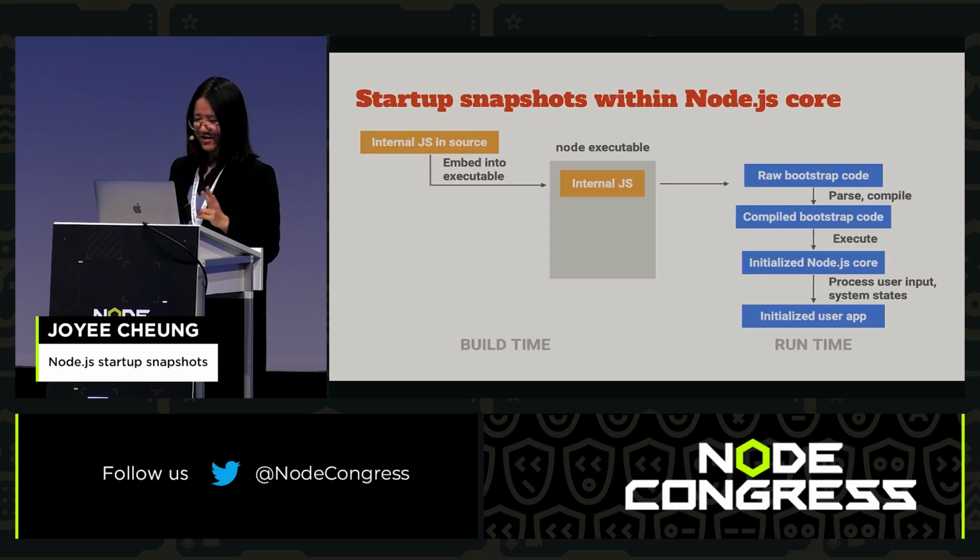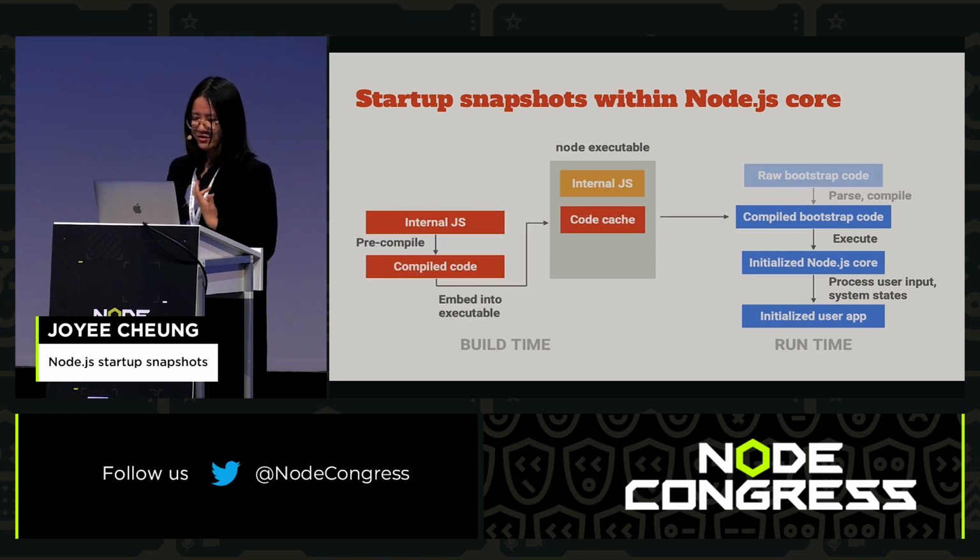So this is kind of how the Node executable used to be built and run. Initially, we were just embedding the JavaScript code into the executable at build time. And at runtime, we need to parse it, we need to compile it, we need to execute it to get the Node core initialized, before we can run user code and process system states to initialize the user app.